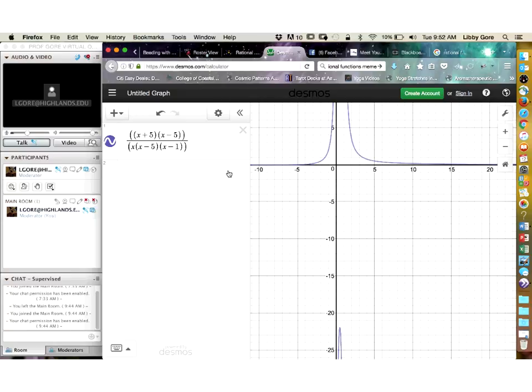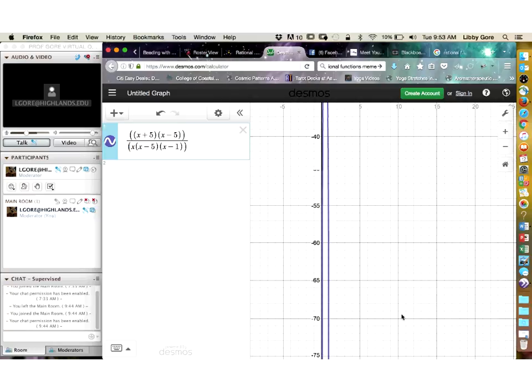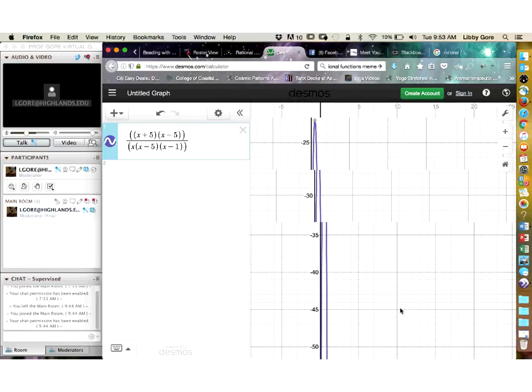Okay, so now you can see where the holes, the removable discontinuities, and the asymptotes live. Okay, so let me see if I can zoom in a little bit here. All right.